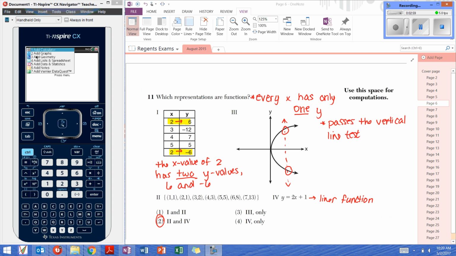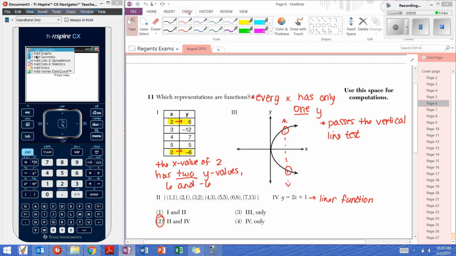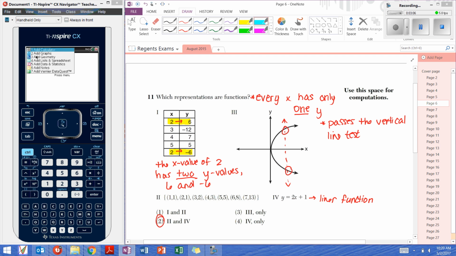Number 11, there's not really a nice way to do this on the calculator, so right now we're just going to look at the question and figure out what's important. Here in 11, it asks which are functions. In order to determine if something is a function, every x can only have one y value. If you see repeating x values going to two different y values, that's your problem. That's why in answer choice 1, that's an issue. This is not a function because, and I would recommend that you write this out, the x value of 2 has two y values, 6 and negative 6.